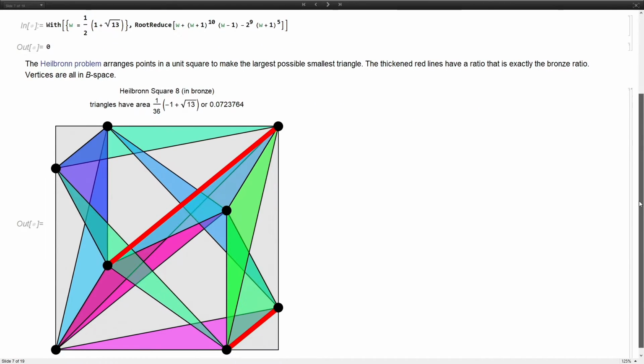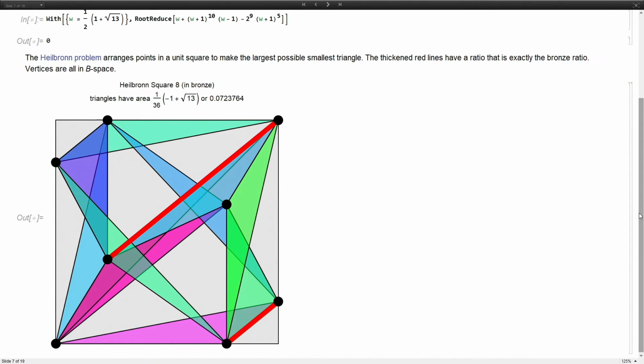You can also use it if you put 8 points in a unit square and you want the smallest triangle to be as large as possible, you have to use the bronze constant. And these 2 red lines here, they have a ratio to each other that's exactly the bronze ratio.